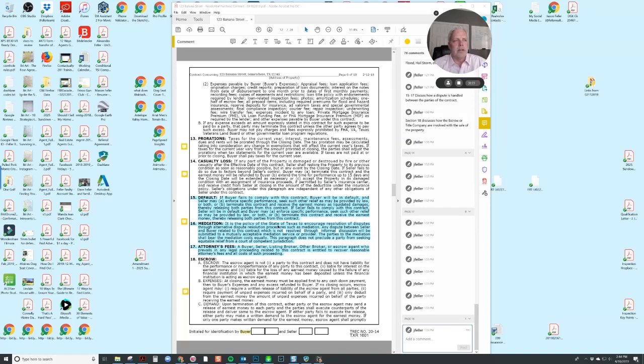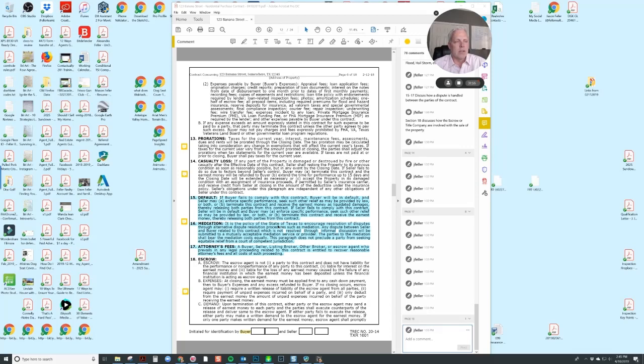Let's just say the property closed June 1st. Then the seller would be required to pay for the taxes from January 1 to June 1st, and they would pay those to the buyer at closing. That would be a credit to the buyer. And then the buyer would ultimately be responsible for the entire tax bill at the end of the year. So they're given the money to pay the entire bill, but it comes as a credit at closing.